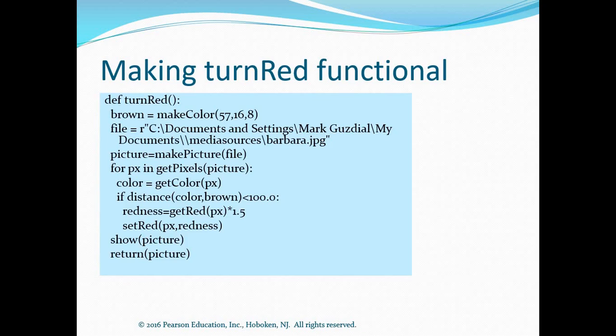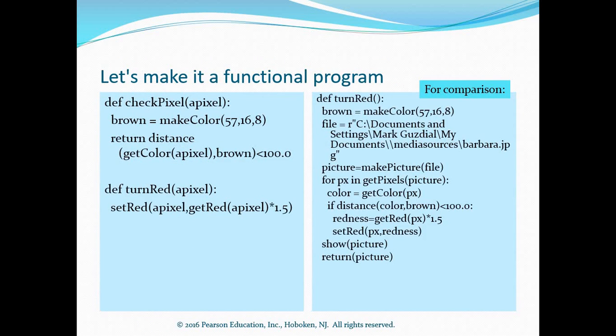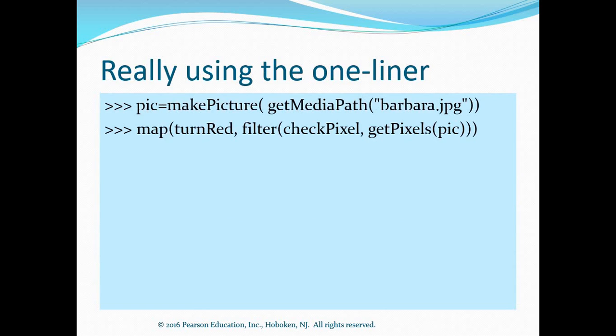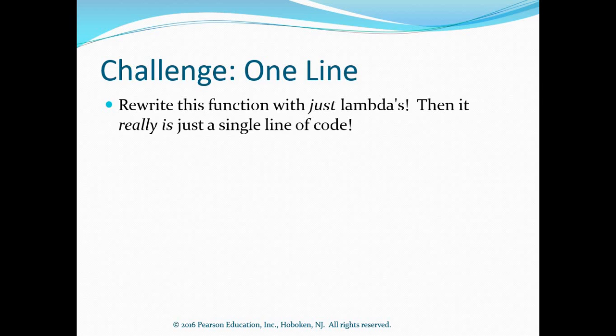Here we have a function turning pixels red. You've seen this before in our previous chapters. Now we turn red into a functional program on the left. Using our map function, we can make our code one line. Here, we retrieve our picture to edit it. Can you rewrite the code to use lambdas instead? Try it out. See what you come up with.